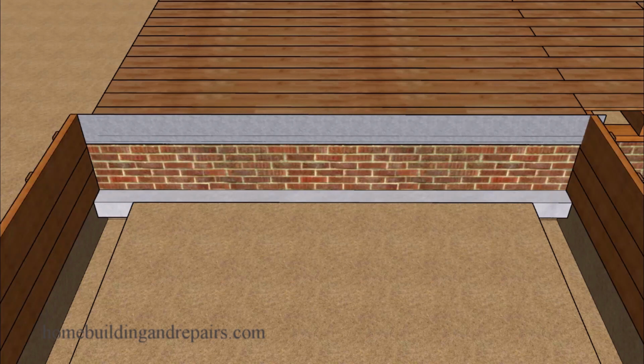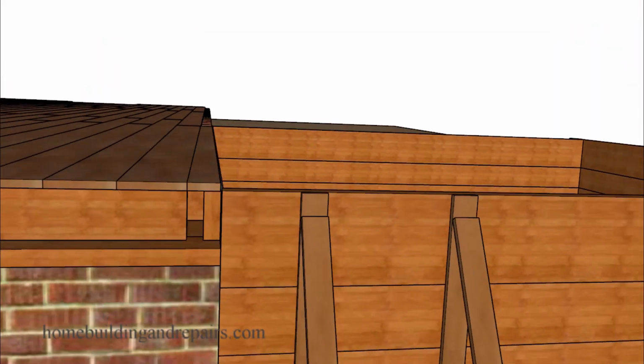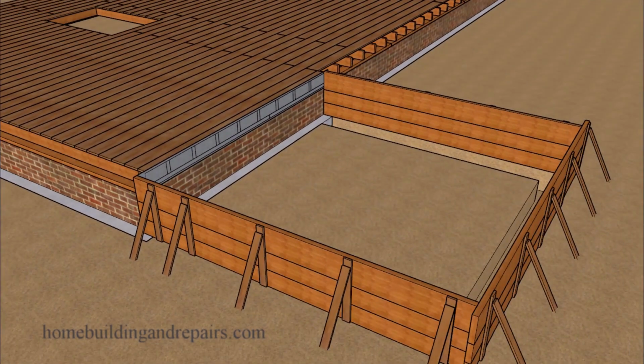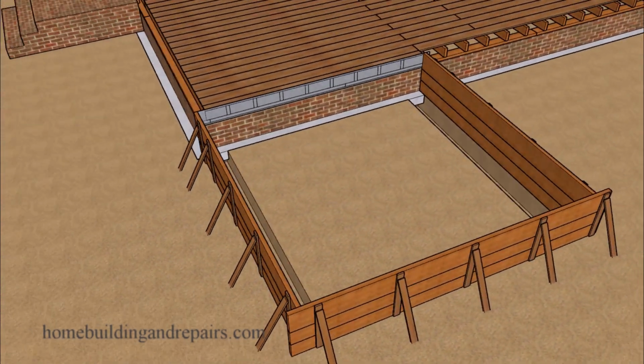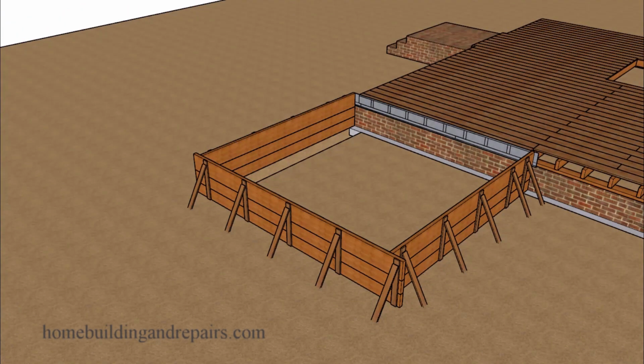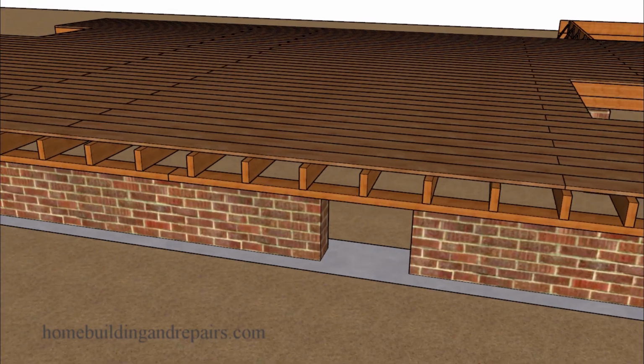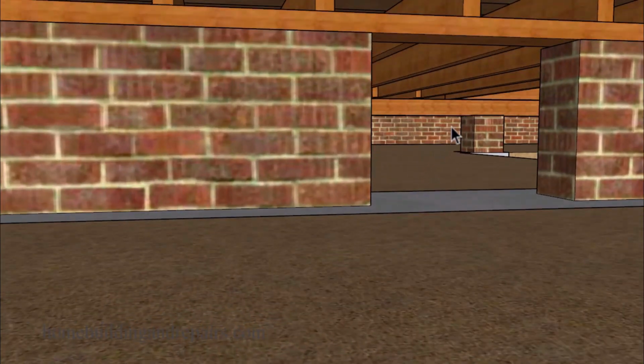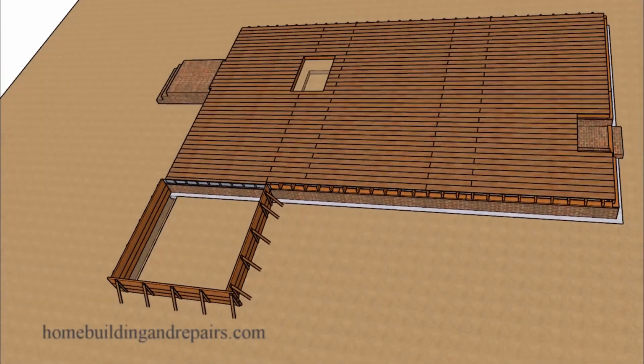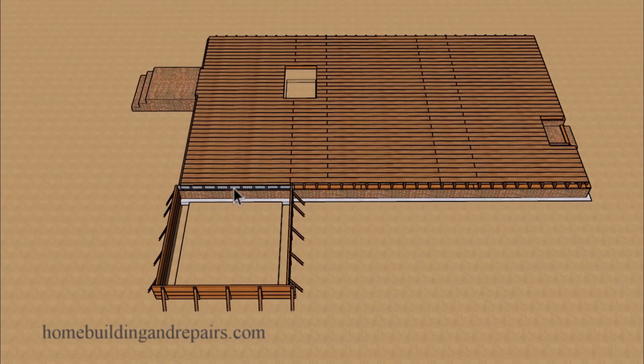Now, if you notice, we do not have any access to the crawl space from this side. And that's because we're not going to need it. We're going to be filling in the entire section of the new building foundation with concrete. So we will not need an access hole. We will not need to create an access hole from the inside of the foundation over here or create one on the outside of the building.